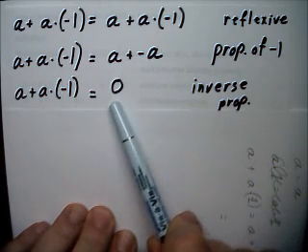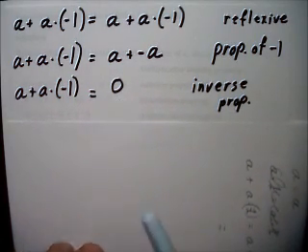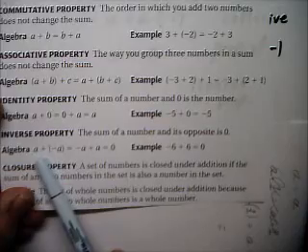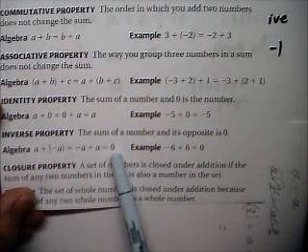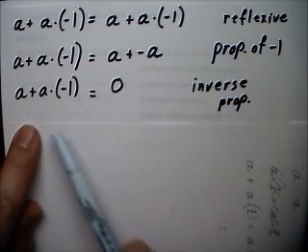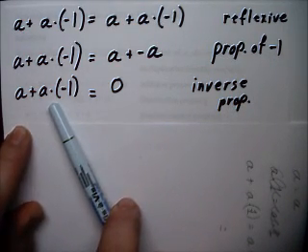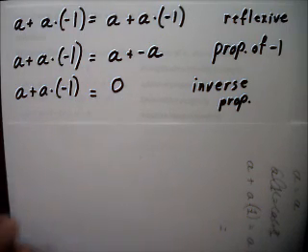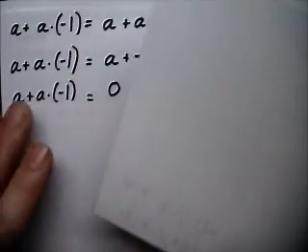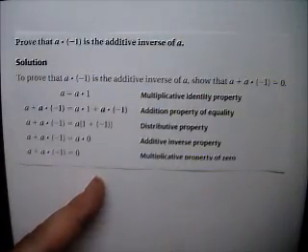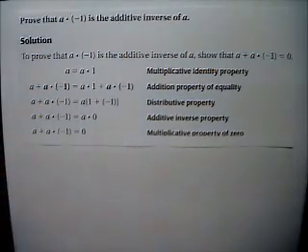Well, a plus a negative a, that equals 0. That's the inverse property. See, a plus a negative a equals 0 by the inverse property. So by the inverse property, I've shown that a plus a times negative 1 equals 0. If you're familiar with these things, you can prove this stuff, and this looks impossible because you've never done this.